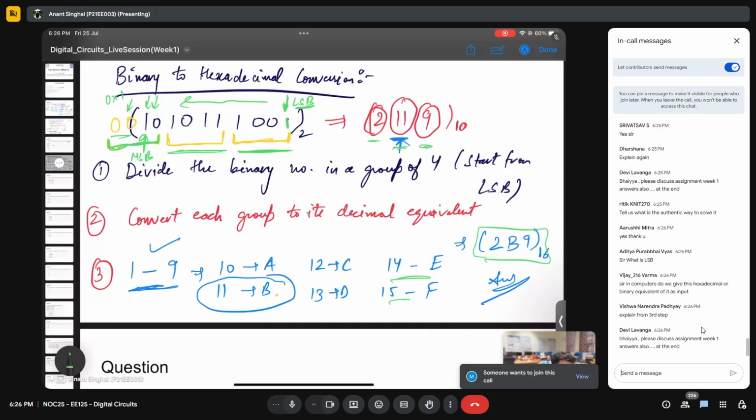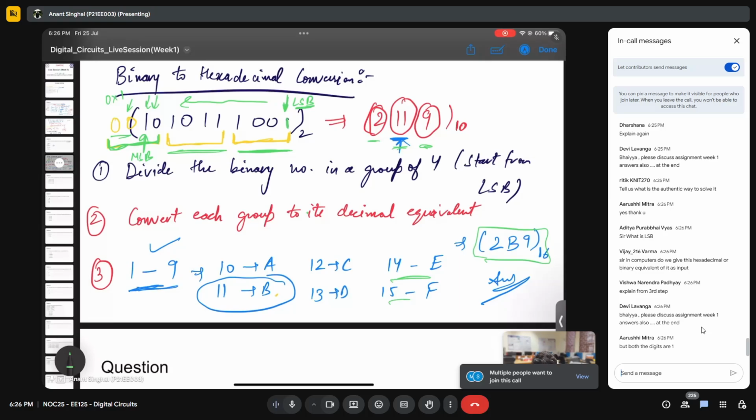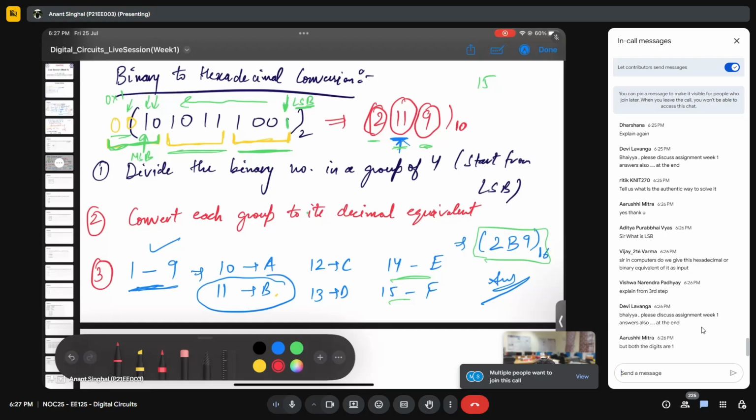Then we have explained the third step. Okay, so the third step is nothing. Once you convert it into the decimal equivalent, we know that in hexadecimal there are 16 digits, right? If I write it out serially, you might be able to understand it.